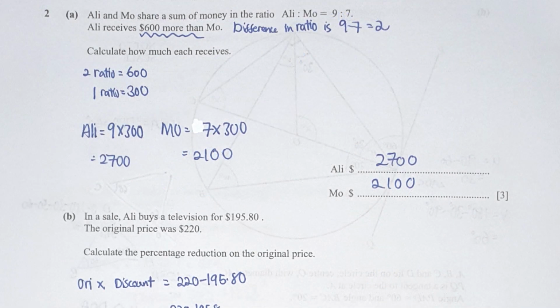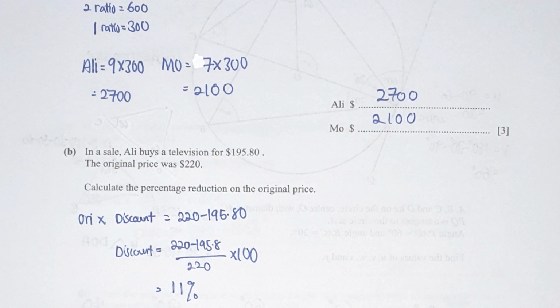For question 2 here, the keyword here is Alif received 600 more than Mole, which we can identify the difference in ratio, which is 2, 9 minus 7. So the 2 ratio equals 600, hence 1 ratio is actually 300. So Alif equals 9 times 300 and Mole equals 7 times 300. The respective results are actually 2700 and 2100 respectively.